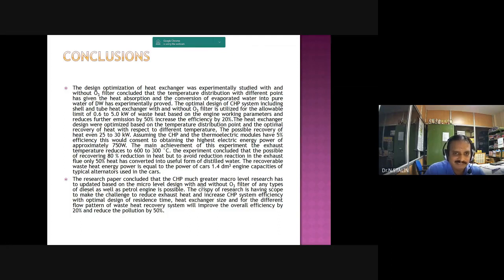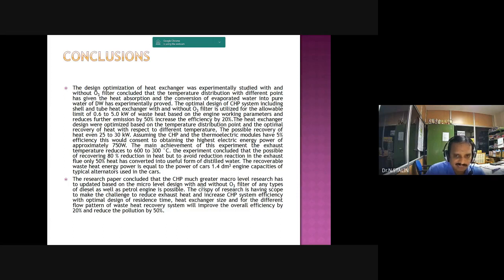The design optimization of the heat exchanger was experimentally studied with the O3 filter, and we tested with different RPM and different kilowatts of heat that can be absorbed. There is almost a 50% increase in efficiency with respect to the existing one. The main achievement of this experiment is that the exhaust temperature is reduced from 600 to 300 degrees centigrade.